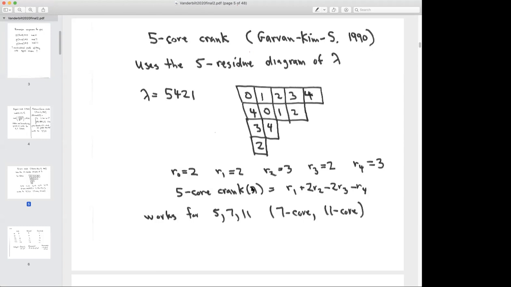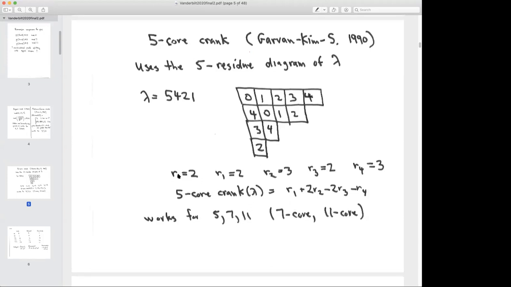And you can also do this for mod 7 and mod 11. You do exactly the same thing. You take the 7-core, you compute these 7 numbers, and you form a different linear combination and reduce it modulo 7. And that is a crank that works modulo 7 and also modulo 11.